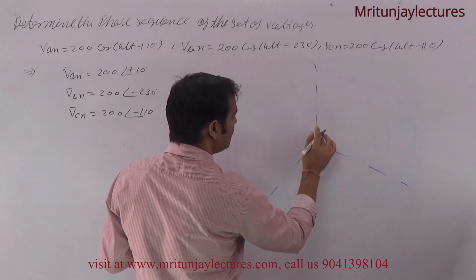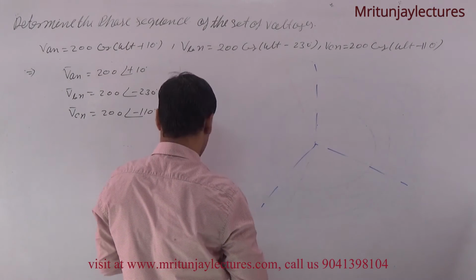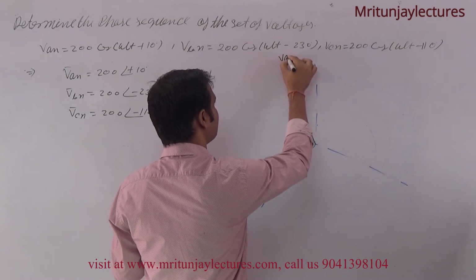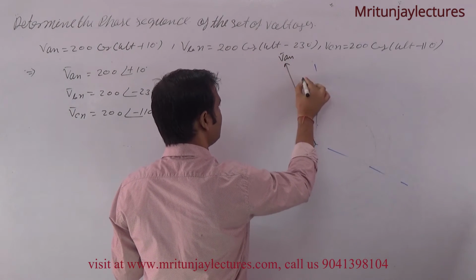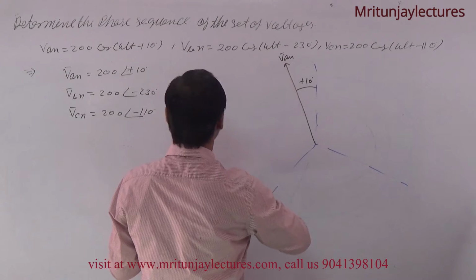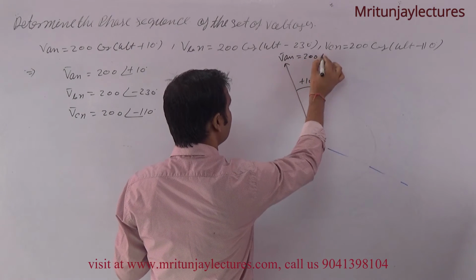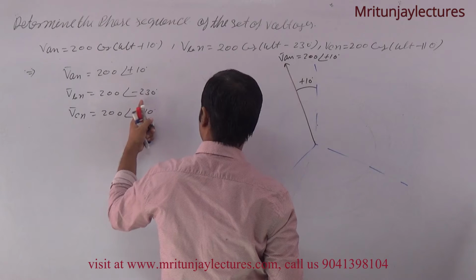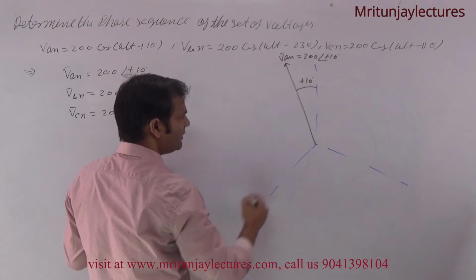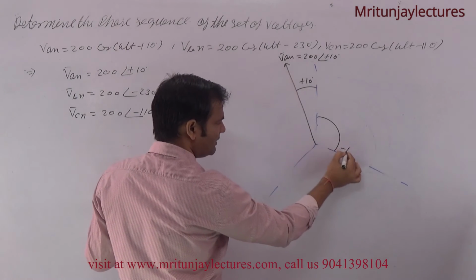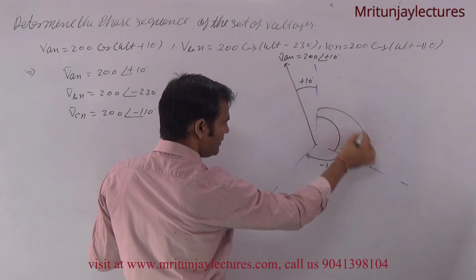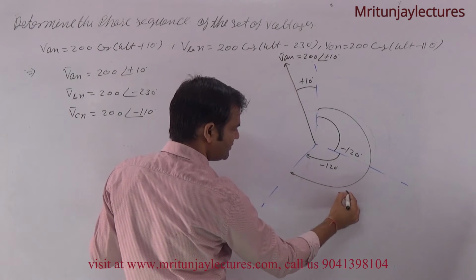Okay. Now what about AN? AN is represented like this, AN plus 10. AN is equal to 200 at the angle plus 10 degrees. What about BN? BN is minus 230. Now you know that is minus 110, 120, and this one is minus 120. What about this one? That is minus 240.